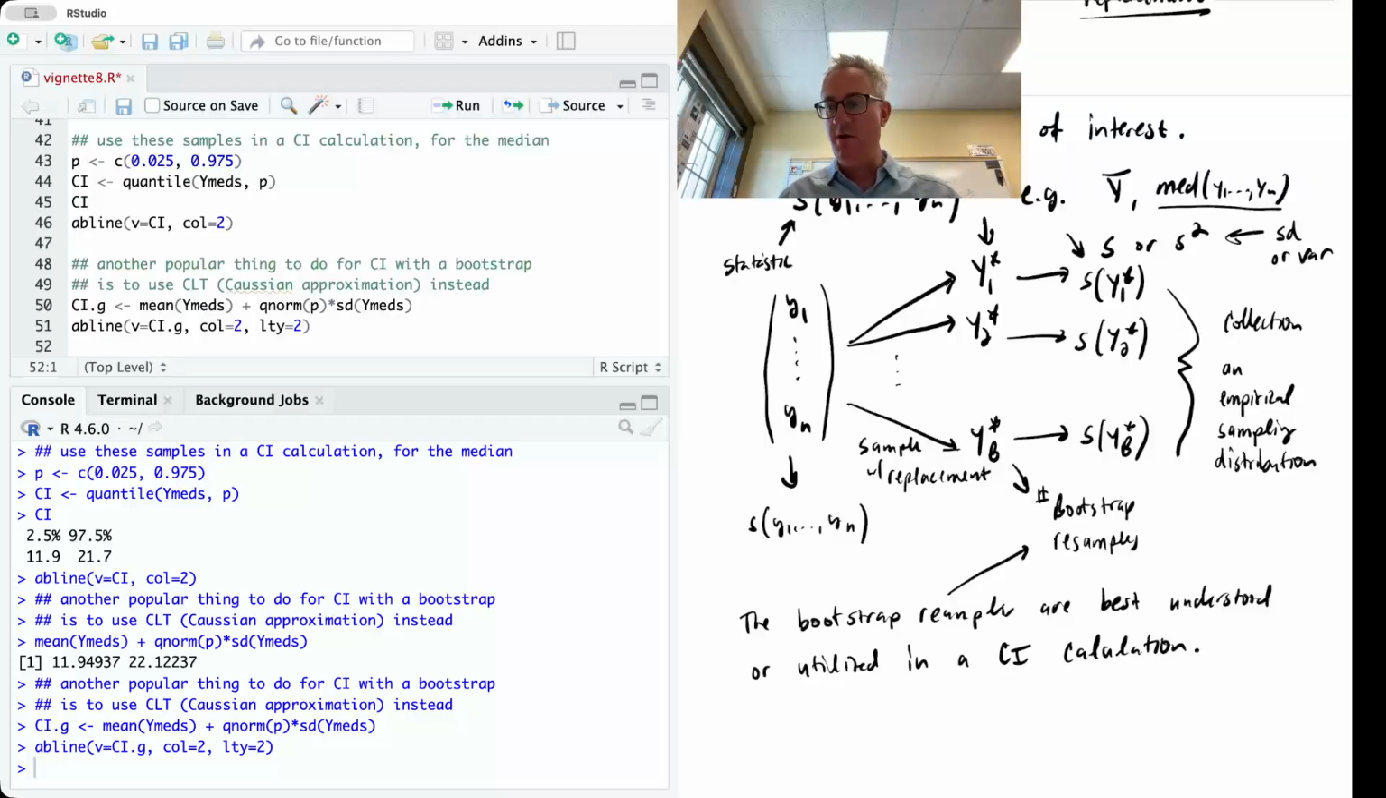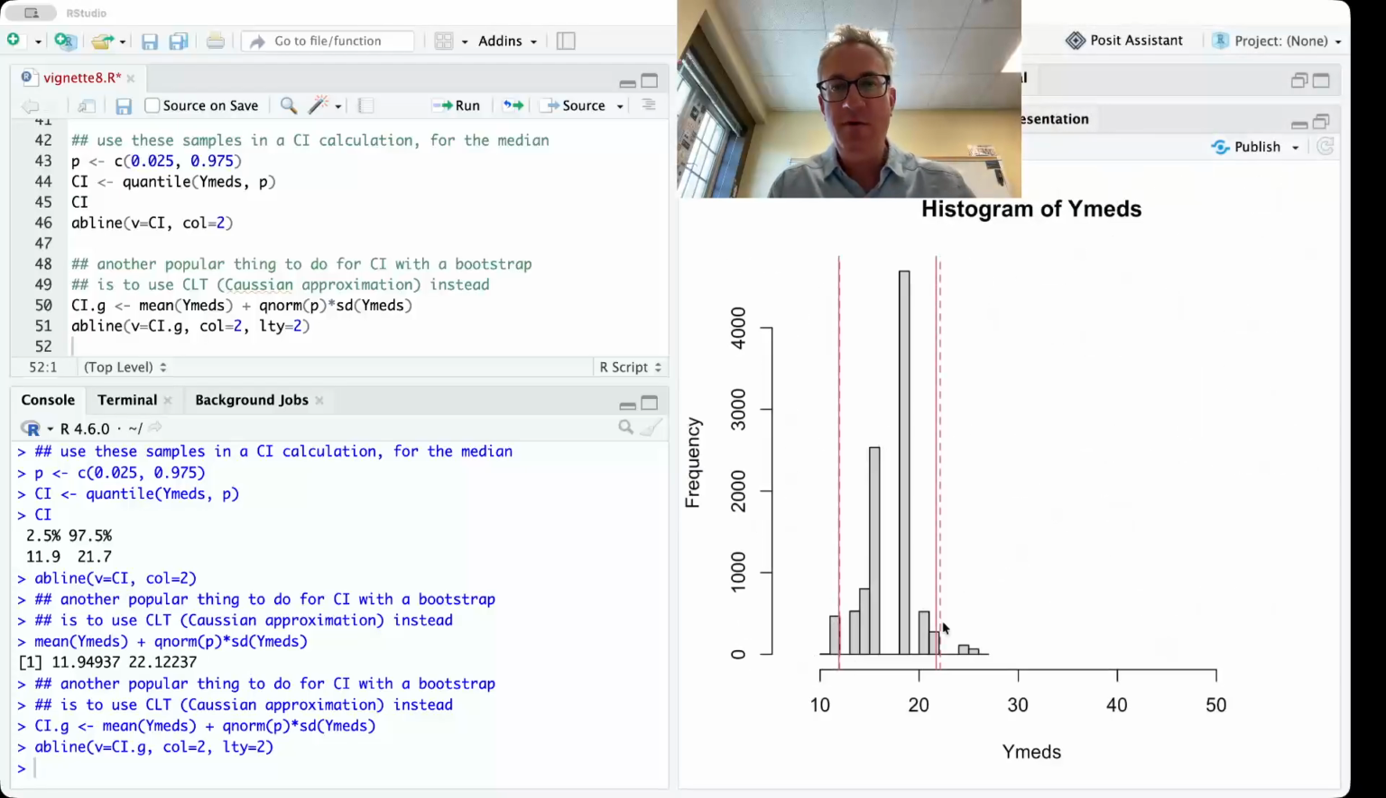Okay, so, oh, you can't see that. My apologies. I do that way too often. So there's the plot of that with a dashed line there, very close, and a dashed line there, very close. So two different ways to use the Bootstrap resamples to calculate a confidence interval for, in this case, the median, but you could do this with any statistic that you want to.